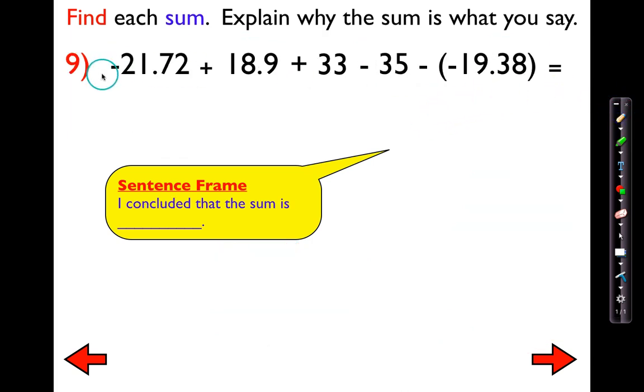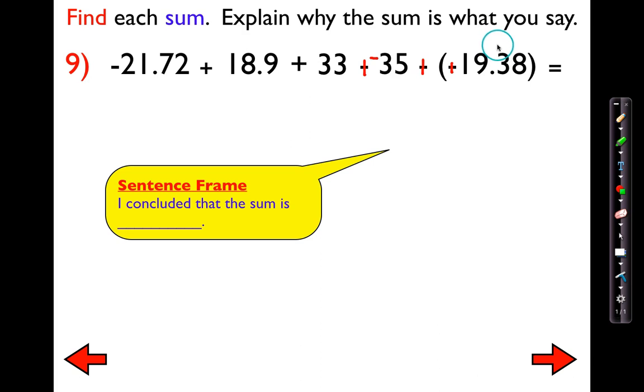So once again, we want to make sure if we see any subtraction to turn them into addition problems. So here it's already plus, but over here it is subtraction, so I'm going to go ahead and add. The opposite of 35 is negative 35. And here, since it's subtraction, we're going to add. The opposite of a negative 19 and 3800ths is a positive 19 and 3800ths.